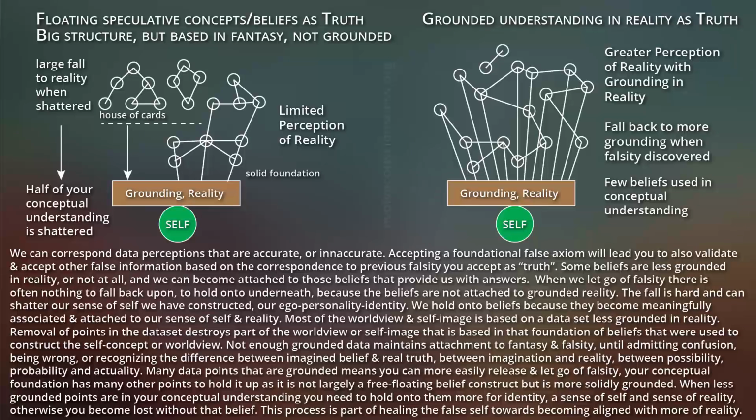So you can see the cutoff line, the dotted line above, where it's not connected to anything grounded in reality. So they're connected to each other. These are the correspondences of belief to belief, but it's all a house of cards because it's free floating. And there's a large fall to reality when that's shattered. Because when you realize that belief construct and conceptual framework you've created that you might be attached to, you're not going to want to let go of that attachment because of how big and large that belief is as part of your sense of self and sense of reality.